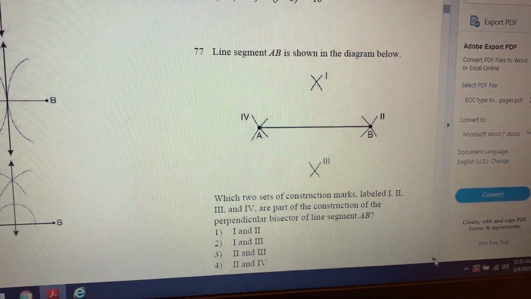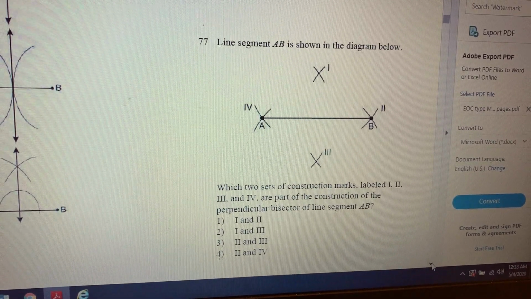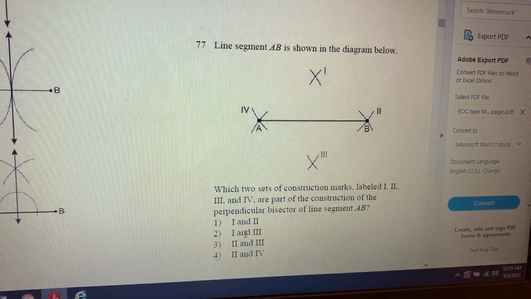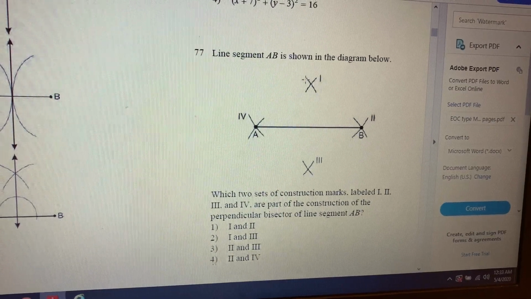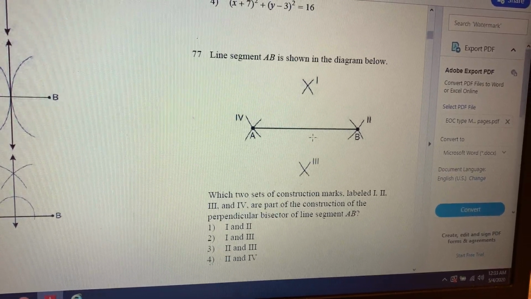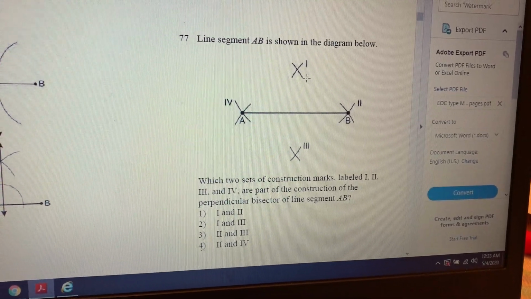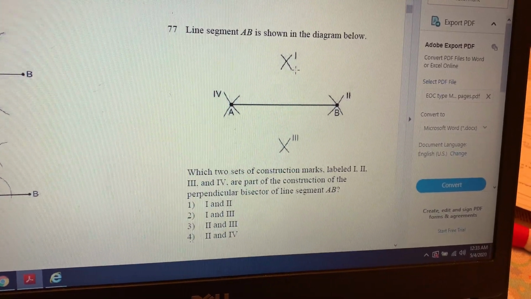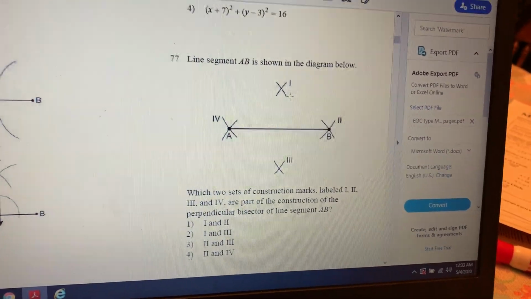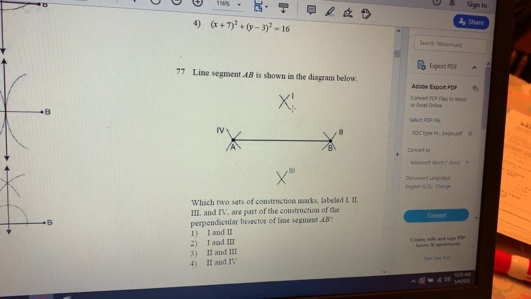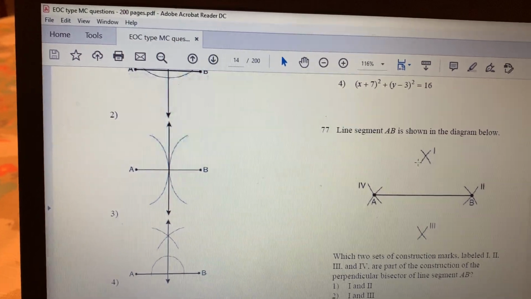77 is another construction, okay? Also doing a perpendicular bisector, so it's kind of the same idea we had earlier about, again, it's just the individual arc. They didn't come around and make the whole circle continue this down here, but it's kind of the same idea. Okay, it says, which 2 sets of construction marks, label 1, 2, 3, and 4, are part of the construction of the perpendicular bisector line segment AB. So, I mean, again, it's basically like the same problem we just had.